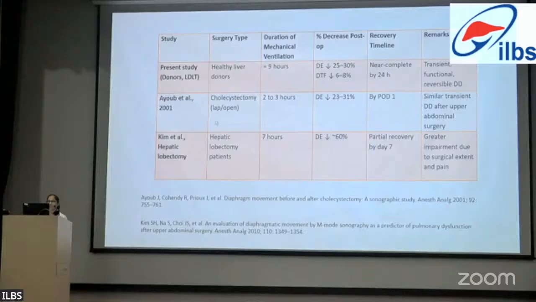This is consistent with the studies by Yu et al. on laparoscopic cholecystectomy patients, where they were ventilated for 2 to 3 hours, the decrease in diaphragmatic excursion was about 22 to 31%, and they noted a similar recovery by POD1, indicating a transient diaphragmatic dysfunction. Whereas in Kim et al., where patients were ventilated for 72 hours in hepatic lobectomy, the diaphragm excursion decreased to about 60%, but only partial recovery was noted by day 7. This could be because of differences in surgical techniques as well as pain management techniques.